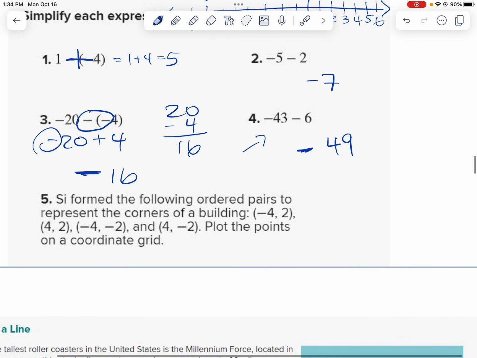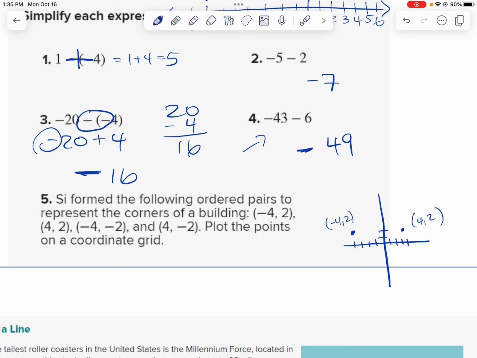Psi formed the following ordered pairs to represent the corners of a building. Plot the points on the coordinate grid. I should have put one up here for you. So -4, 1, 2, 3, 4, and I go up 2. And then it says 4, 2. 1, 2, 3, 4, 2.